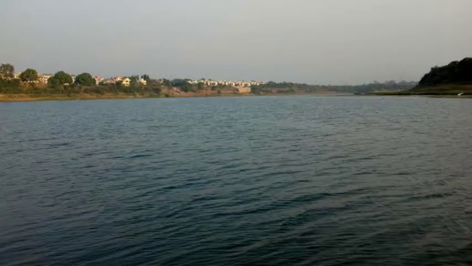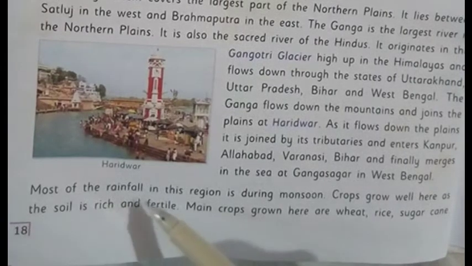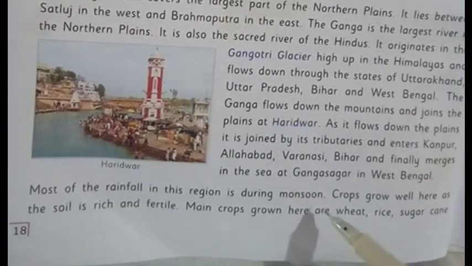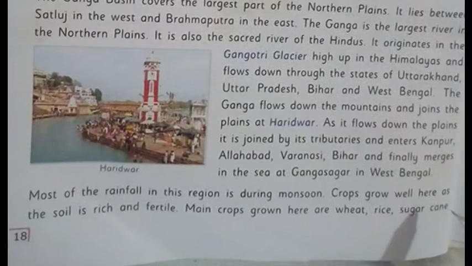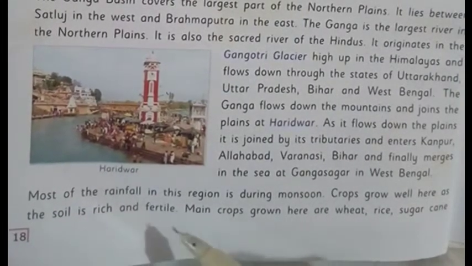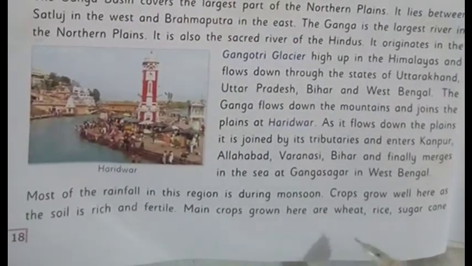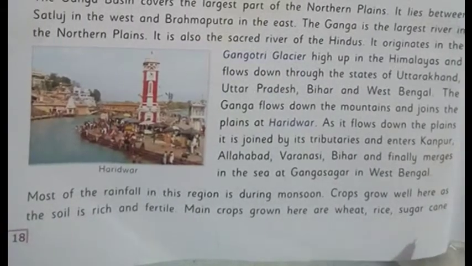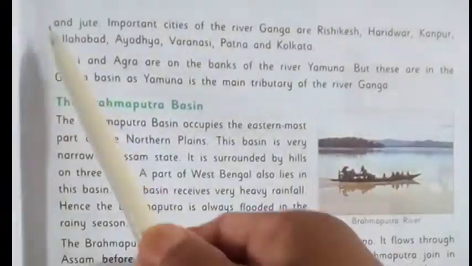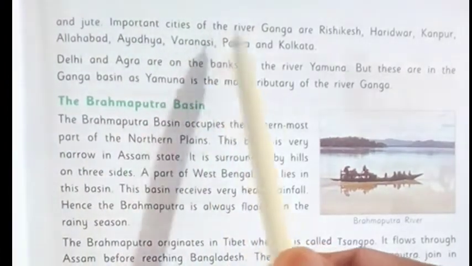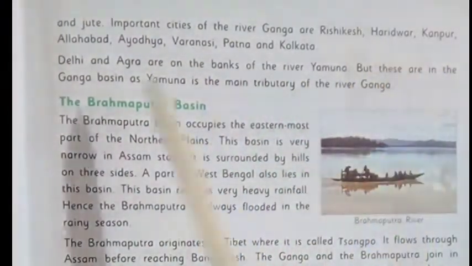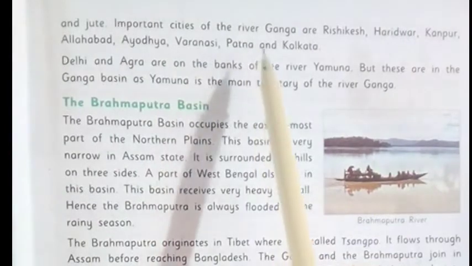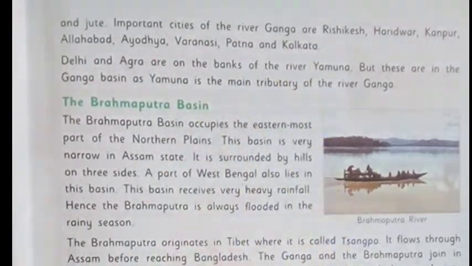Now I'll show you the picture of Haridwar. This one. This is the picture of Haridwar. Most of the rainfall in this region is during monsoon. Crops grow well here as the soil is rich and fertile. Main crops grown here are wheat, rice, sugarcane, and jute. Important cities of the river Ganga are Rishikesh, Haridwar, Kanpur, Allahabad, Ayodhya, Varanasi, Patna, and Kolkata.